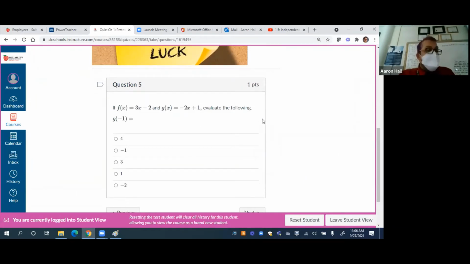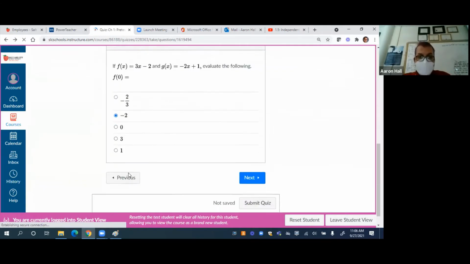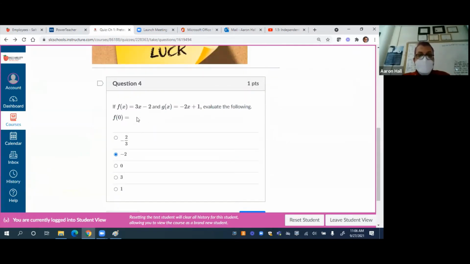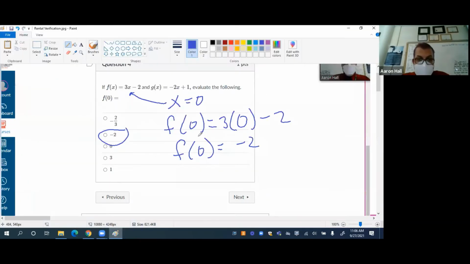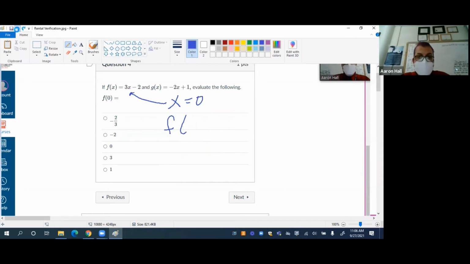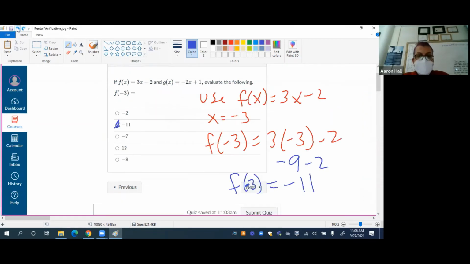Number 5. Maya, how do we do this one? Oh, number 4, let's go back. Actually down here at the bottom, it gives us a choice to go to previous. So number 4, when we plug in 0, didn't we see that here? When I plug in f of, oh, number 3. So what I did is I took this -3, I plugged it in here. You see that we did that over here for all of our x values. X is -3 to get -11. Does that make sense? Okay.